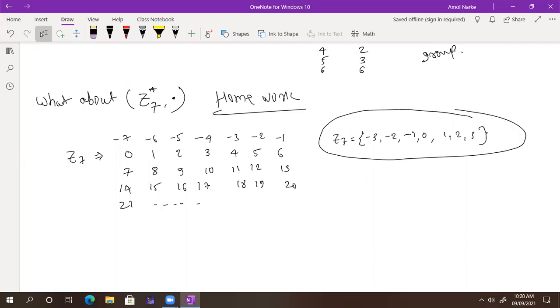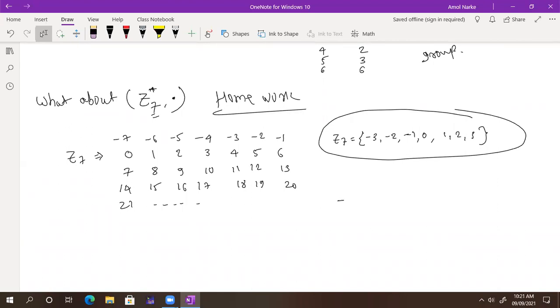Or someone may say, I just want to represent from 0 to 6. It's okay. Or I want to represent from 1 to 7. It's okay, clean and clear. But it should contain only 7 elements. Okay. Now someone is saying, whether -3 is congruent to, let's check it out.